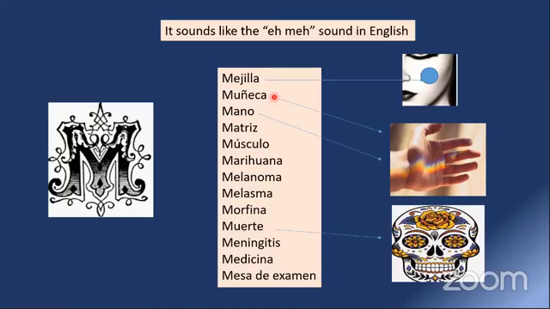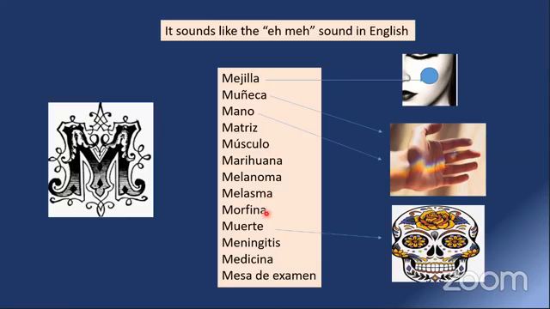Músculo is muscle. Marijuana, a lot of people are using medical marijuana and they can tell you that. Melanoma, you know what is that. Melasma. The patient comes to the dermatologist and says, doctor, what are these dark spots that I have over my face? And then you say, eso es melasma. O eso se llama melasma. Melasma, the medical term for those skin spots that we sometimes have on the face.